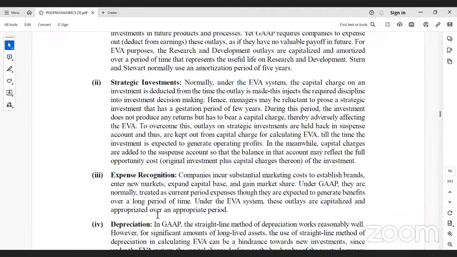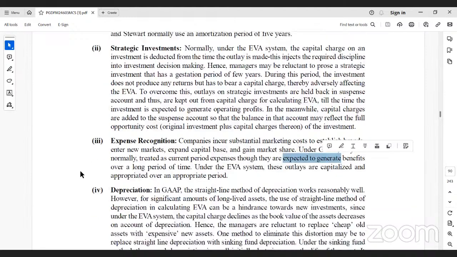Enter a new market, as I told you earlier. Enter a new market, expand the capital base, and gain market share. A firm has to increase its market share. They want to be market leader. Under GAAP, generally accepted accounting principles, they are not treated as current expenses though they are expected to generate benefit for a longer period of time, right?